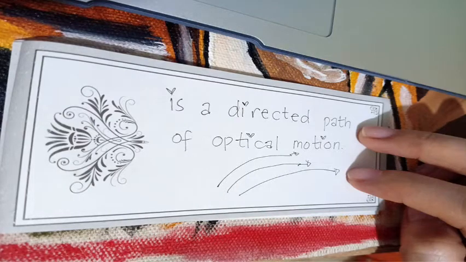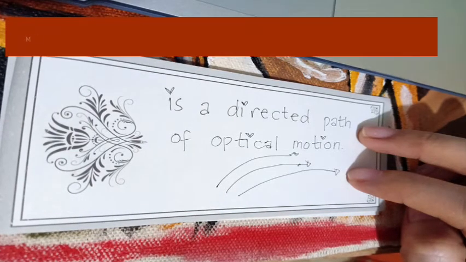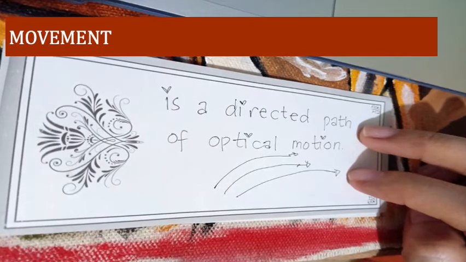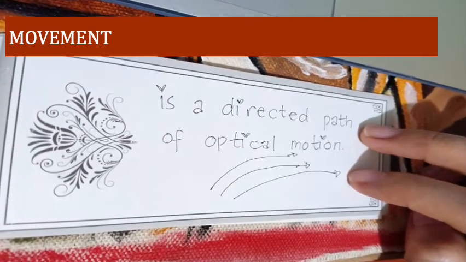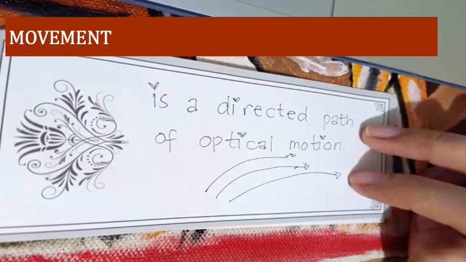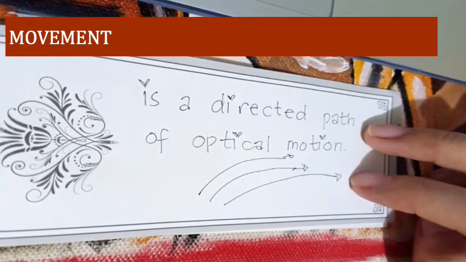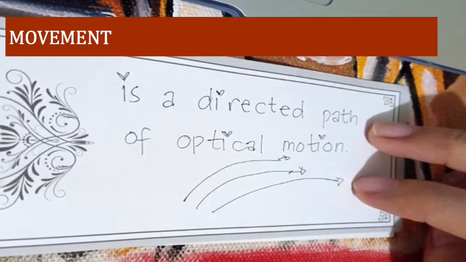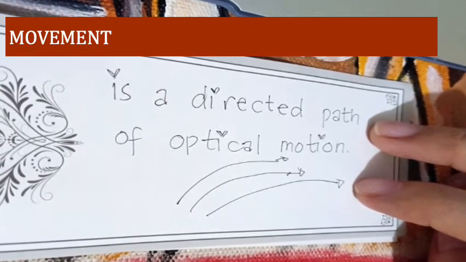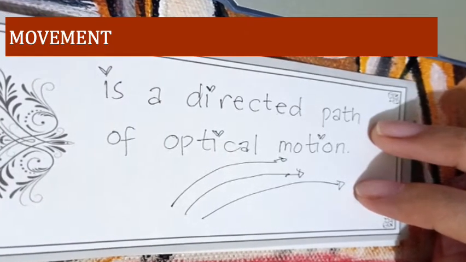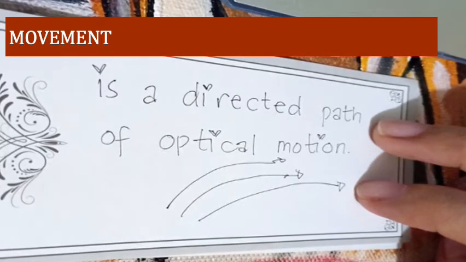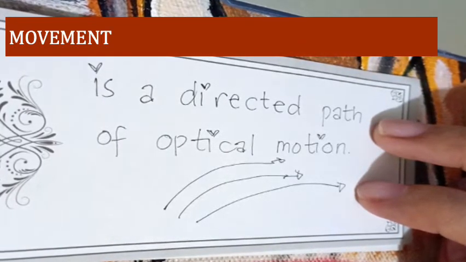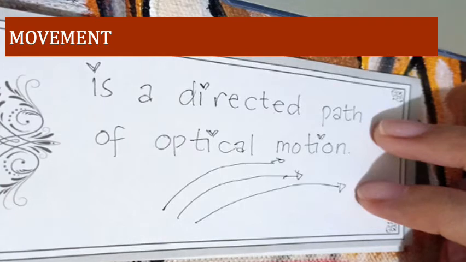Okay, so moving on, we have movement. Movement is a directed path of optical motion. Now, this refers to the direction our eyes wander through a scene or in a particular artwork, diba? So, when we look at a particular artwork, the movement of our eyes is what defines the movement also of the art form.